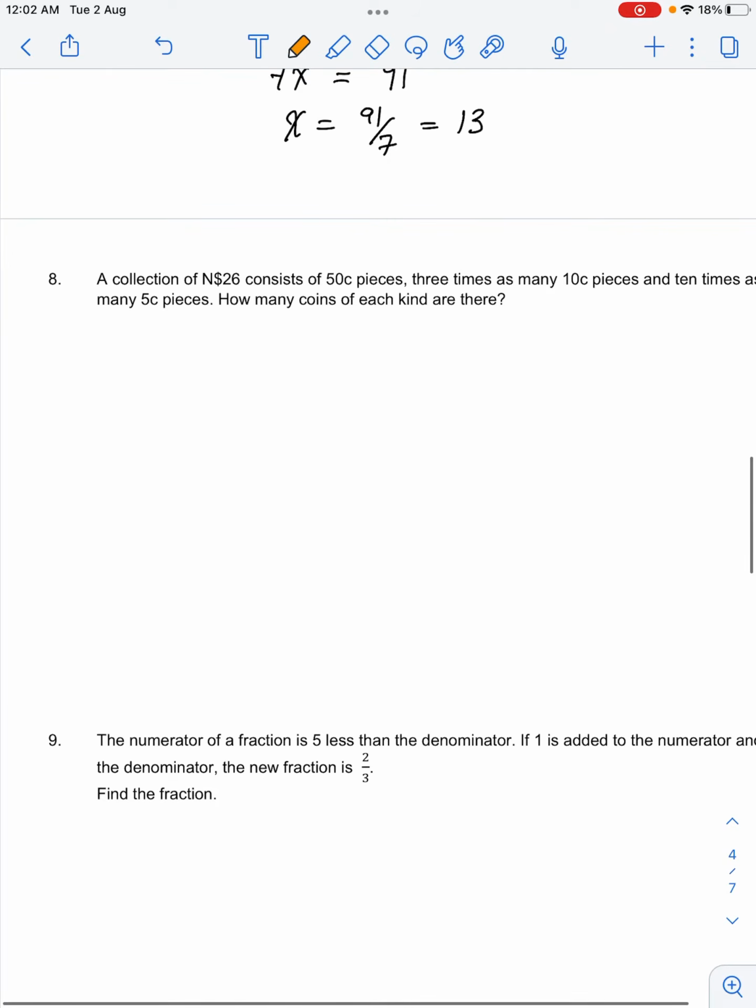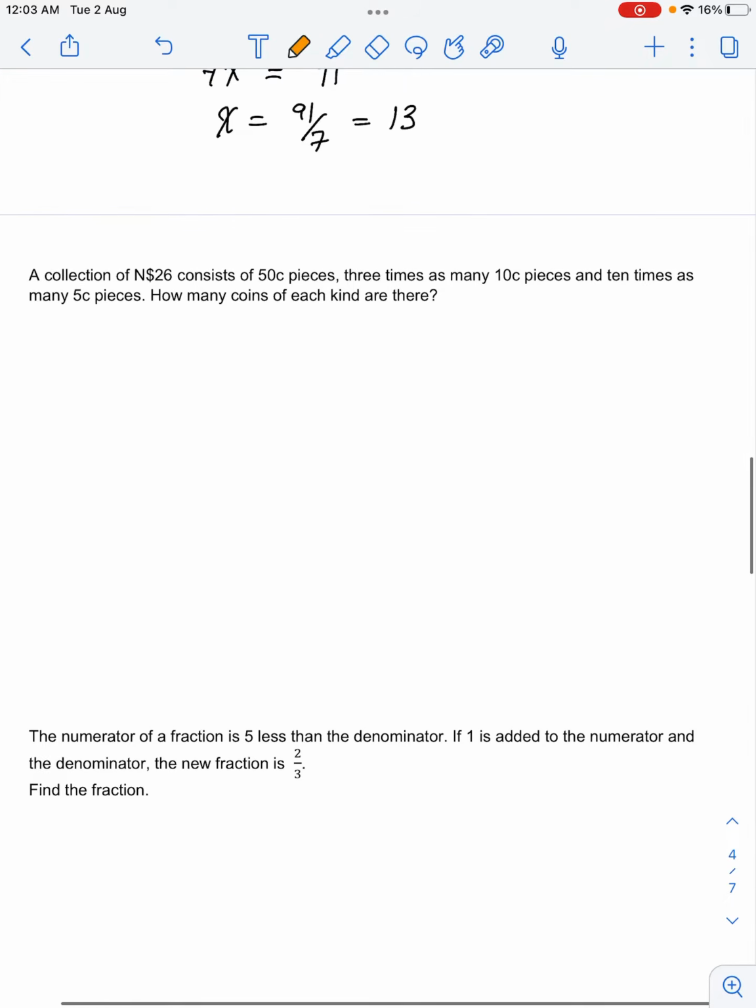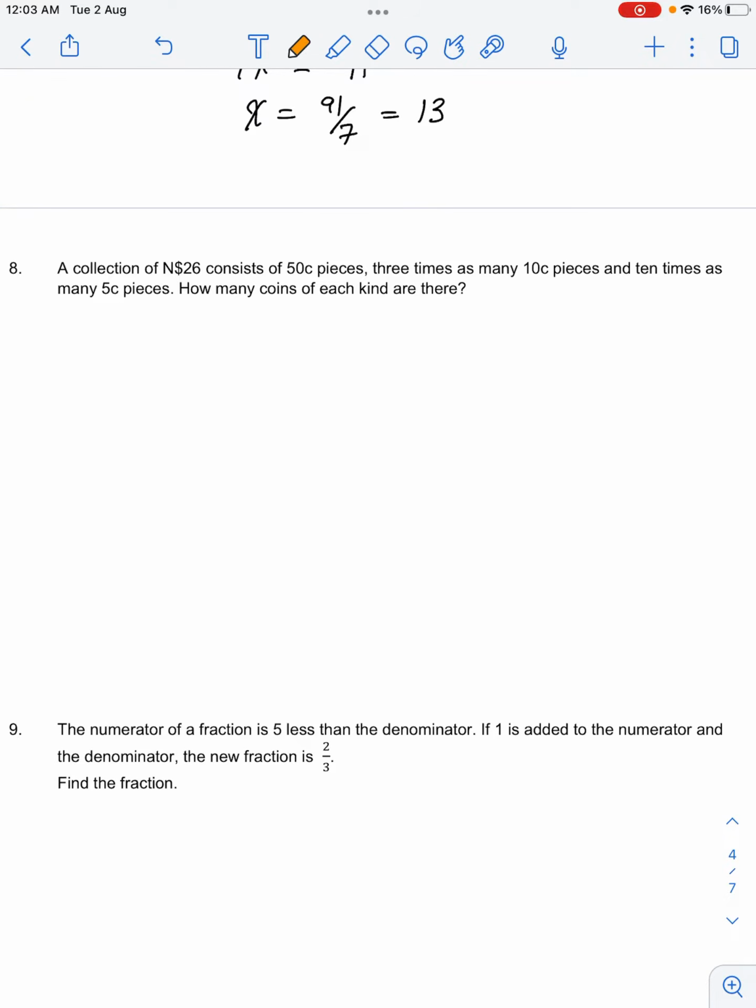All right, then question 8. So you're also welcome to pause the video and attempt to do the method that I was showing you, the table method, so that it's much easier for you to be able to solve this question. Okay, all right, so what do we have here? We have got, again, another question that is dealing with coins, and it says 26 Namibian dollars consists of 50-cent pieces, 10-cent pieces, and 5-cent pieces.